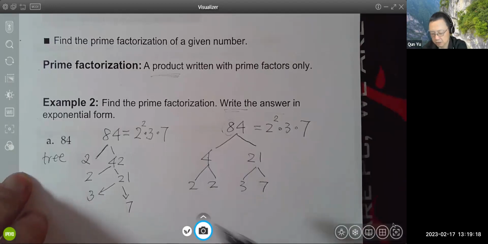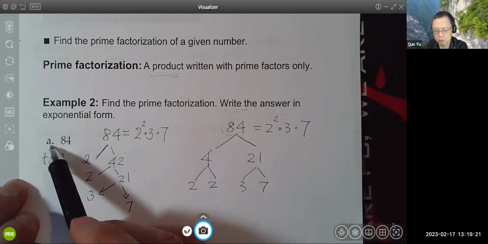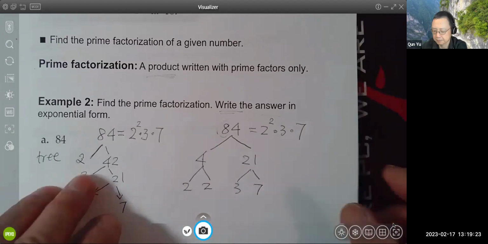So let's try another example question. This is A.